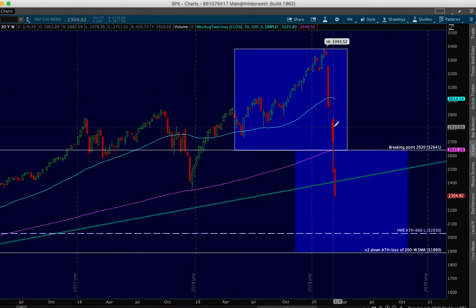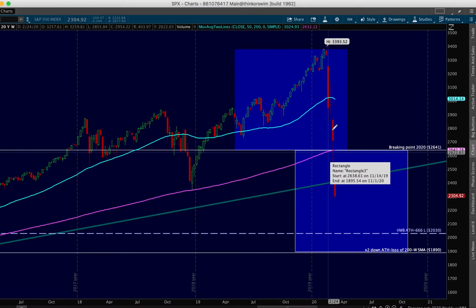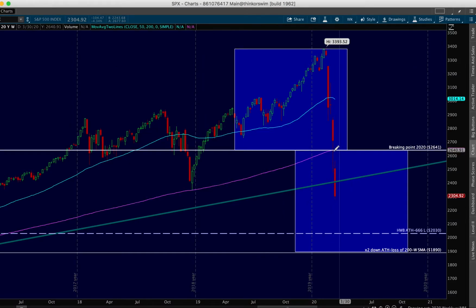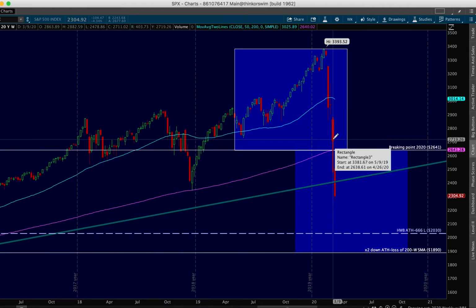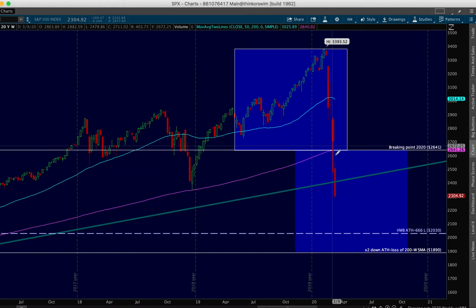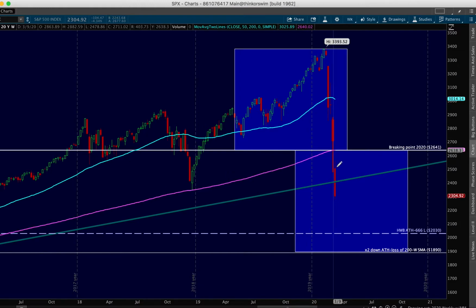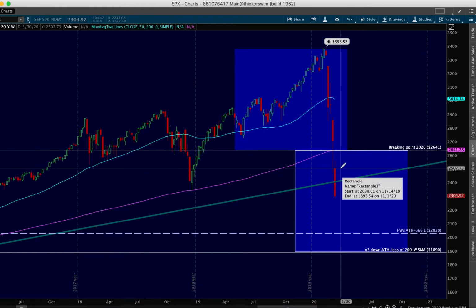So last week, we broke down intra-week, because this is a weekly chart. We broke down through the 200-week SMA, but we had that big rally on Friday to end the week that got us back above it. And then we came in this week gapping down below that 200-week SMA, and we could not even get anywhere near, even intra-week, at our high. We couldn't even get back to that 200-week SMA.